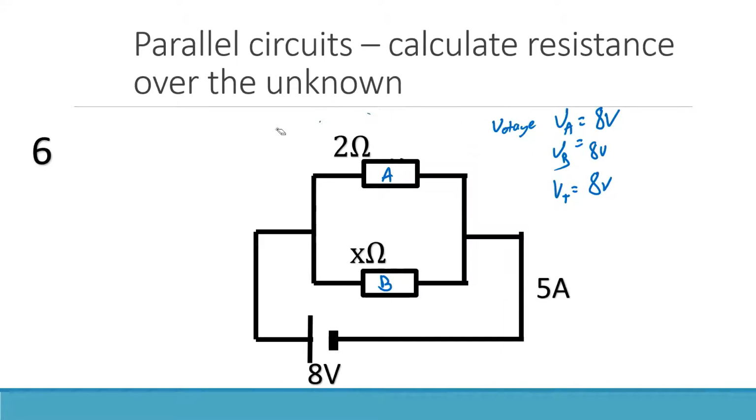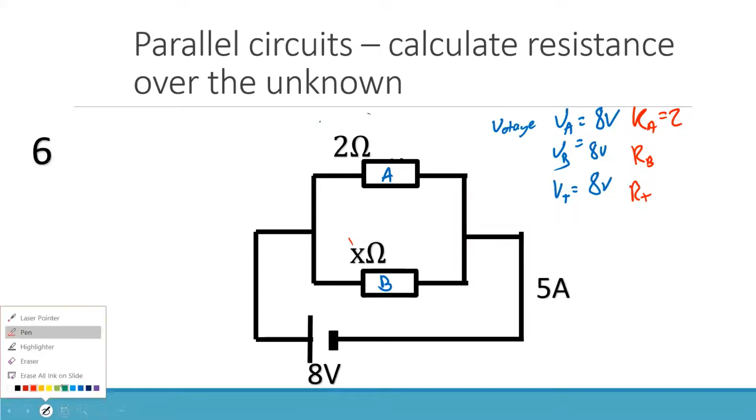So now, after voltage, the next easy one might be resistance. R1 or RA equals 2. B, we have no idea what it is. It's X, okay? And RT, well, we can't calculate that either because we don't know what X is, so we're just going to leave it.